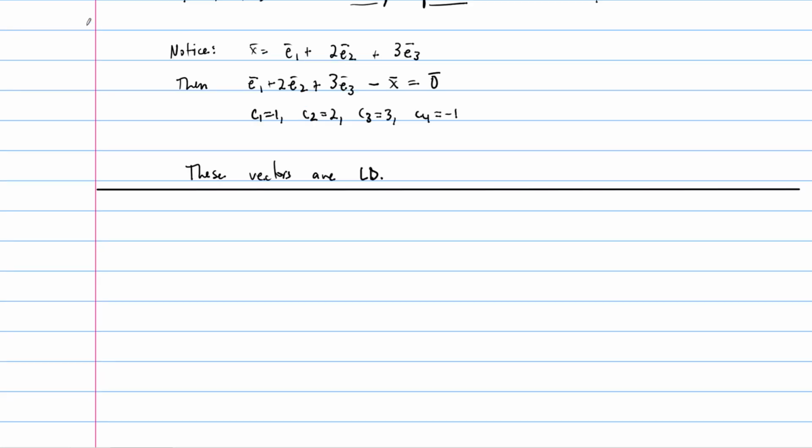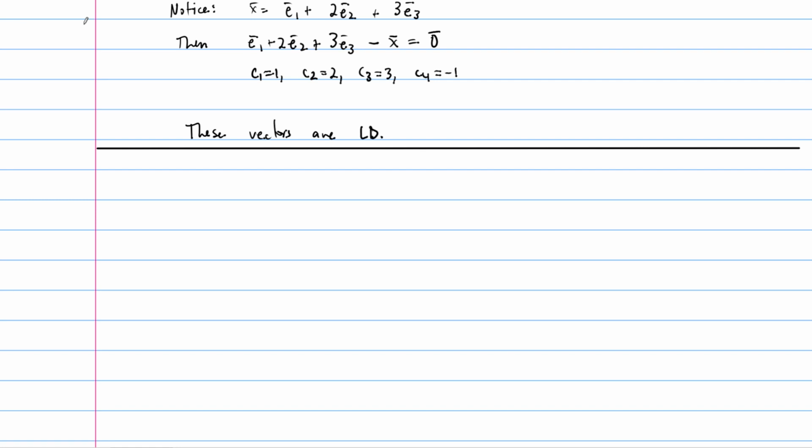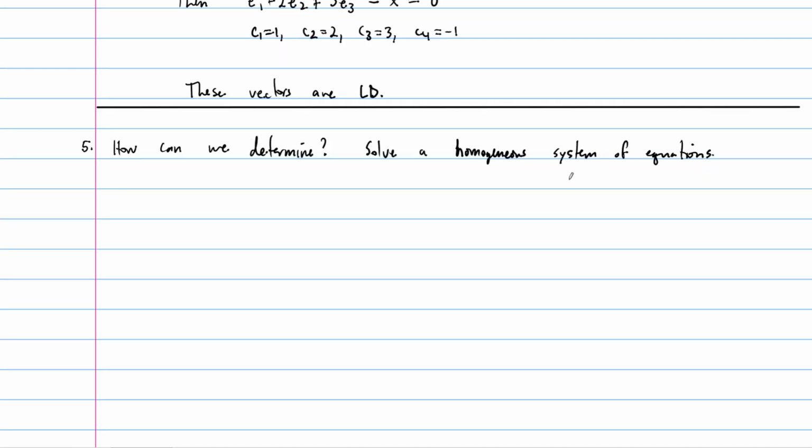So how can we determine if a set of vectors is linearly independent or not? This is the next item. So how can we determine this? Well, the answer is to solve a homogeneous system of equations. So this is good. We've just spent some time studying systems of equations, right? So solve a homogeneous system of equations. And we have some theorems about homogeneous systems from our previous studies of chapters 1 and 2. But first, let's make a note here.